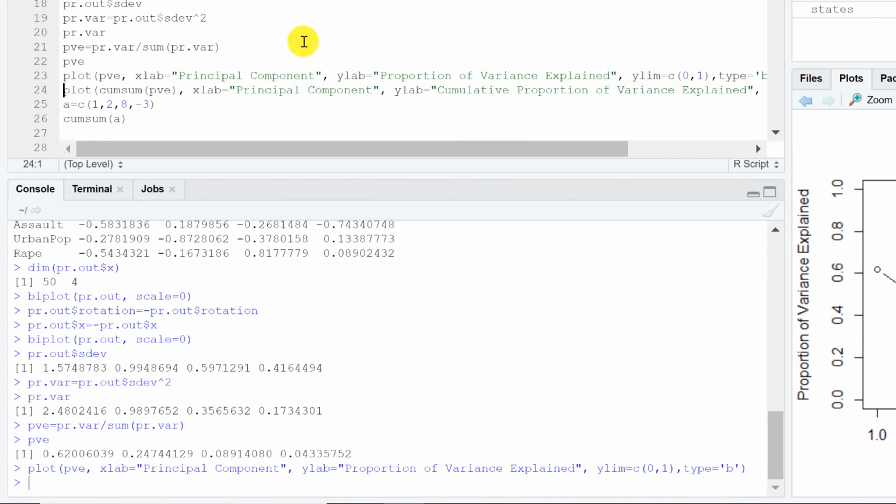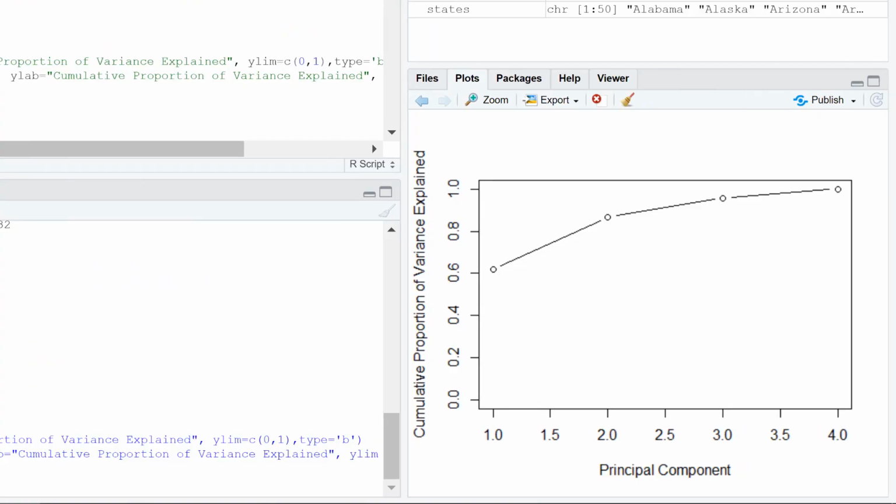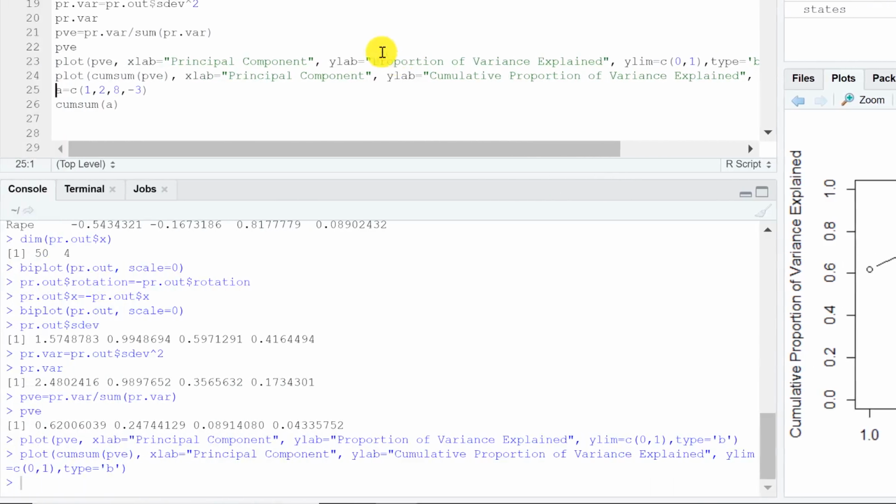We can also plot the cumulative variance. So if we just use the first principal component to approximate the data, we're getting 62% of the variance. But if we use the first two together, we get 88 or so percent of the variance or the information. So using those first two principal components, we can trust that we have a decent picture of what's going on in the data.